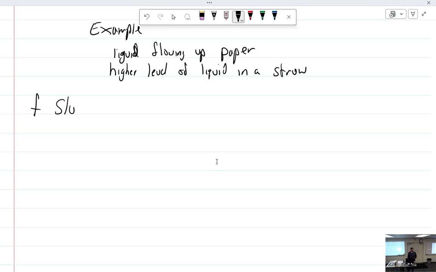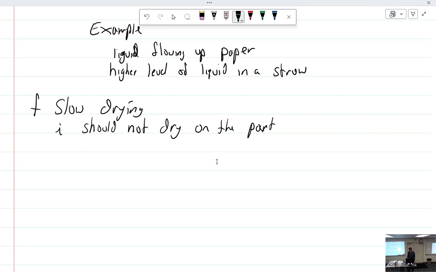Penetrant must be slow drying, because penetrant should not dry on the part. What happens if it does dry on the part? Once it dries, it leaves a residue, which makes inspecting and working on it more difficult. It leaves a residue that hinders washing. It's hard to wash, it hinders the process, it's just not a good thing.